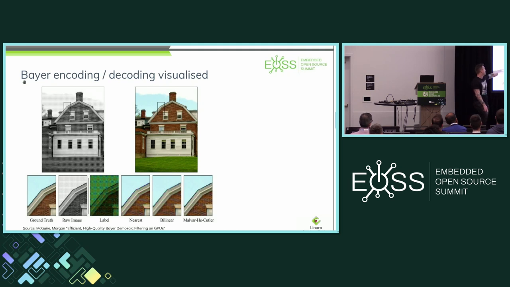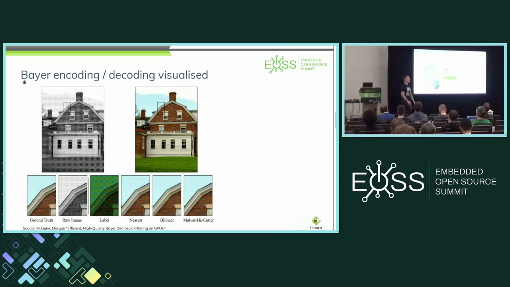When you look at a Bayer encoded image, it looks a little bit like this. So there's a mosaic pattern. It looks like a mosaic pattern, something you'd find in the Roman Forum. We'll call this ground truth, raw image, label. You see, you don't want to be getting label out of your camera when you take a picture. Nearest, you may or may not be able to see, it's quite edgy. Bilinear is pretty good. And as I say, the other one here, which is much more computationally costly, is far better.